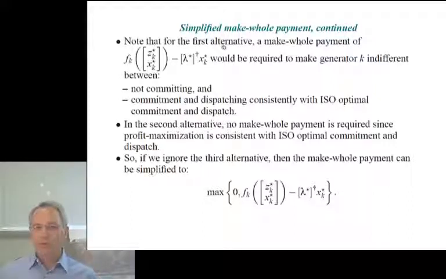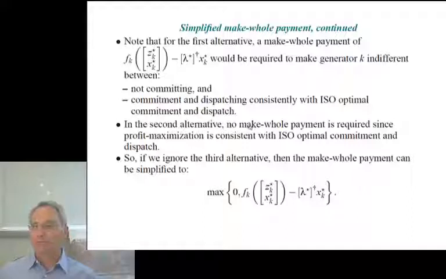In the first alternative, the make-whole payment would be required to make the generator indifferent between not committing and committing and dispatching consistently with ISO optimal commitment and dispatch. This term, costs minus revenues, when added to the revenues will exactly compensate the costs and make the generator indifferent between not committing and therefore getting no payment and committing and dispatching consistently with the ISO commitment and dispatch.